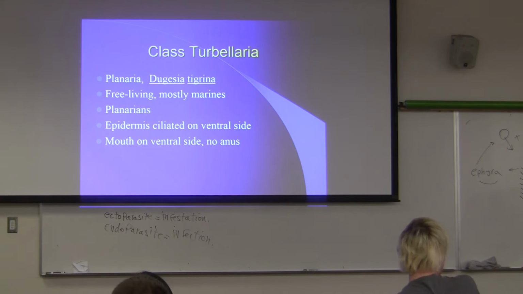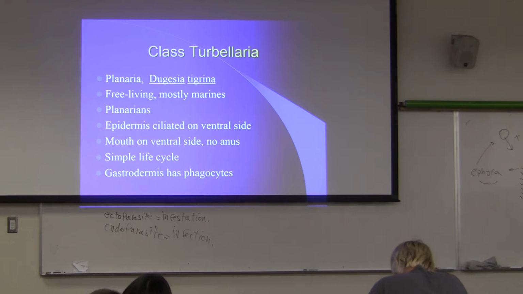So anyhow, mouth on the ventral side and no anus, so this is a good example of incomplete digestive system. Is that right? Incomplete digestive system. Simple life cycle, there's nothing. Gastrodermis has phagocytes to absorb food.